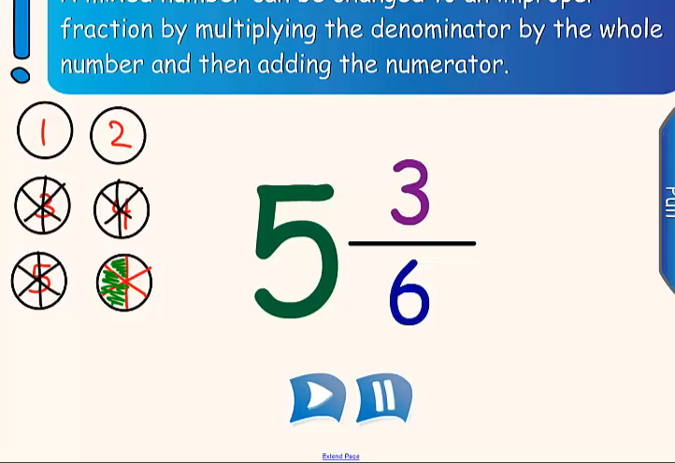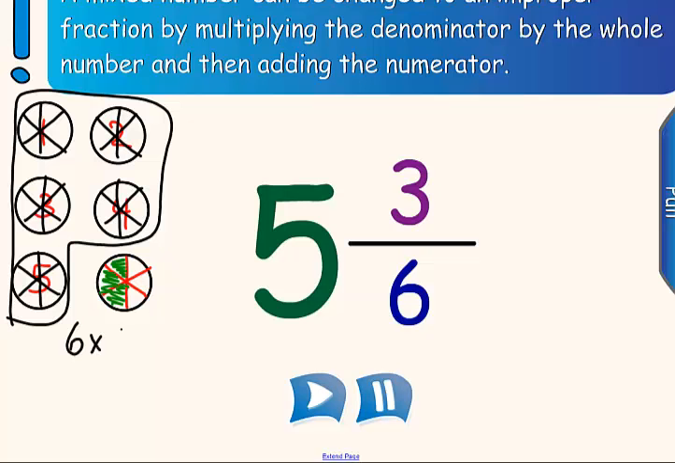Now I could count 6 plus 6 plus 6 plus 6 plus 6. However, isn't it easier to say 6 times 5 or 5 times 6 equals 30? And then I have 1, 2, 3 more pieces that I need to add. So now I have a total of 33 pieces. How many pieces make up a whole? 6. So that's going to be my denominator.